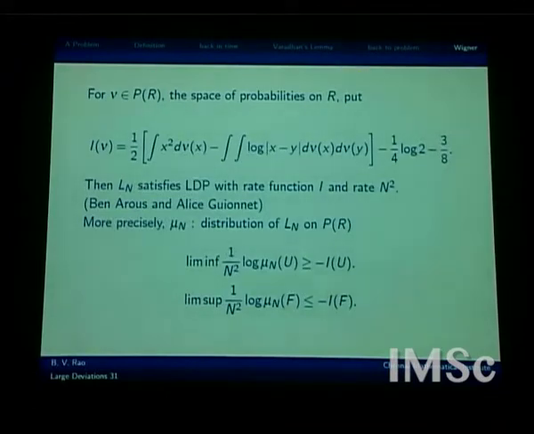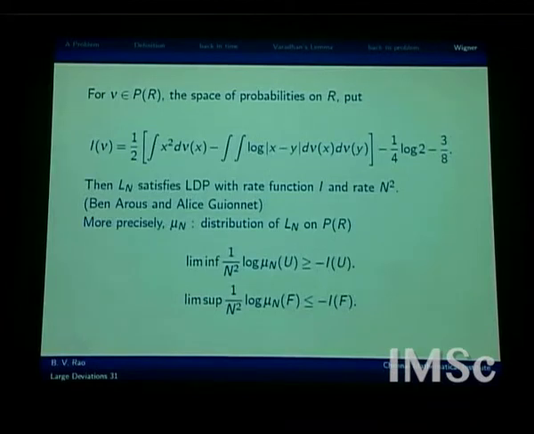So, I have to tell you the function I. Where are our probabilities? On PR. Therefore, my function should be on PR. So, take any mu in PR. Define this function: half integral x square d mu x, which makes sense because x square is positive, minus integral log mod x minus y d mu x d mu y, which makes sense. The only thing is you might wonder whether the first one could be infinity and the second one could be infinity too.